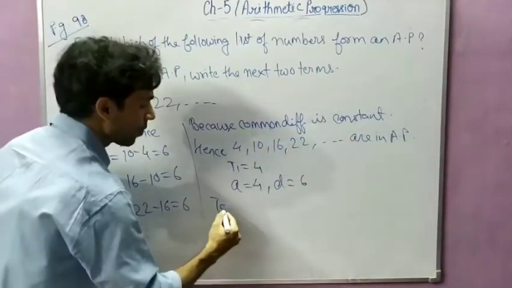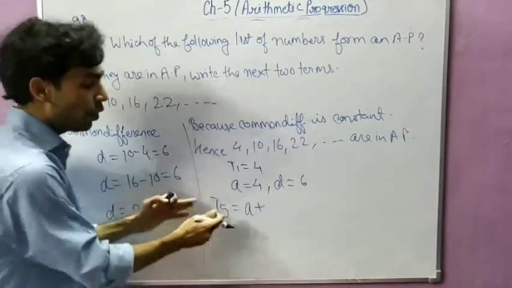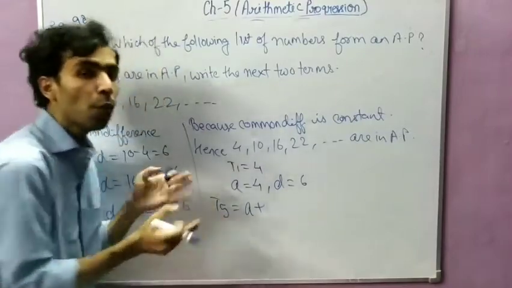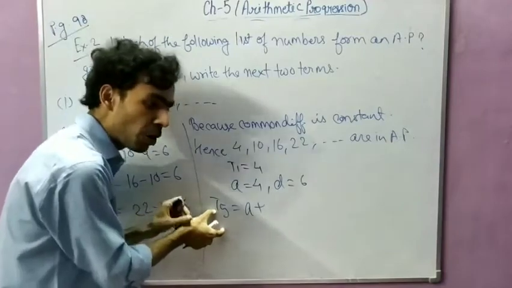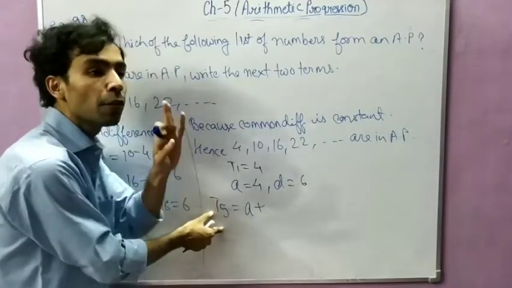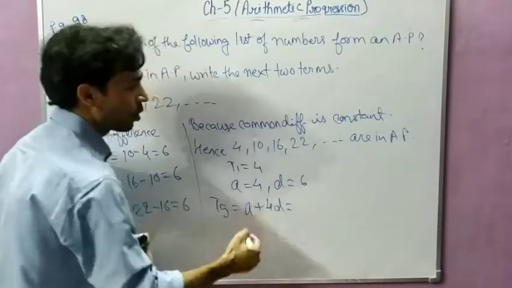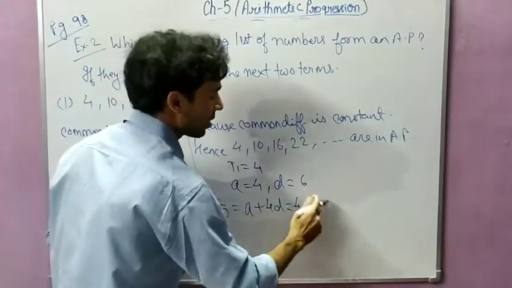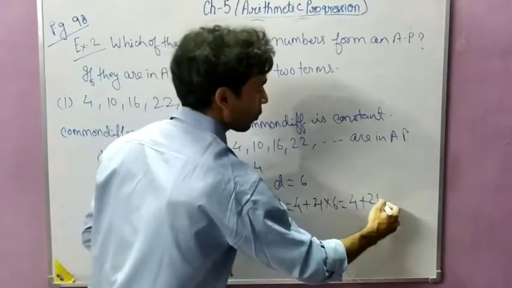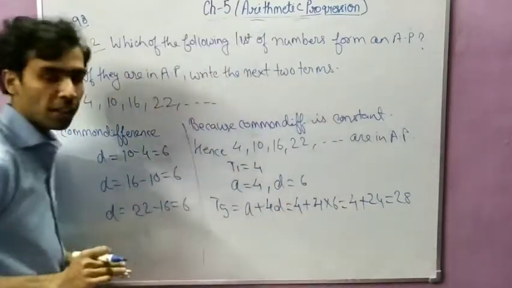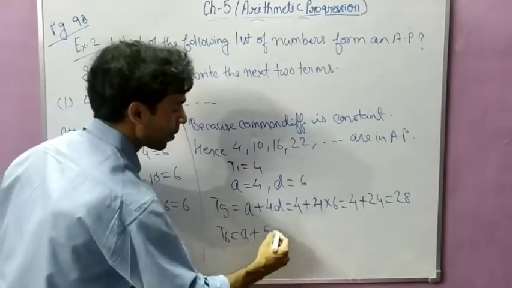So the fifth term can be written like this: A plus... If you have to find the fifth term, how many D will you add? You will add 1 less than the term number. Means if you are calculating the fifth term, then you have to add 4D to A. So 4D. A is 4 and D is 6. So 4 plus 24, that is 28. You got it now? Similarly, T6 will be A plus 5D.